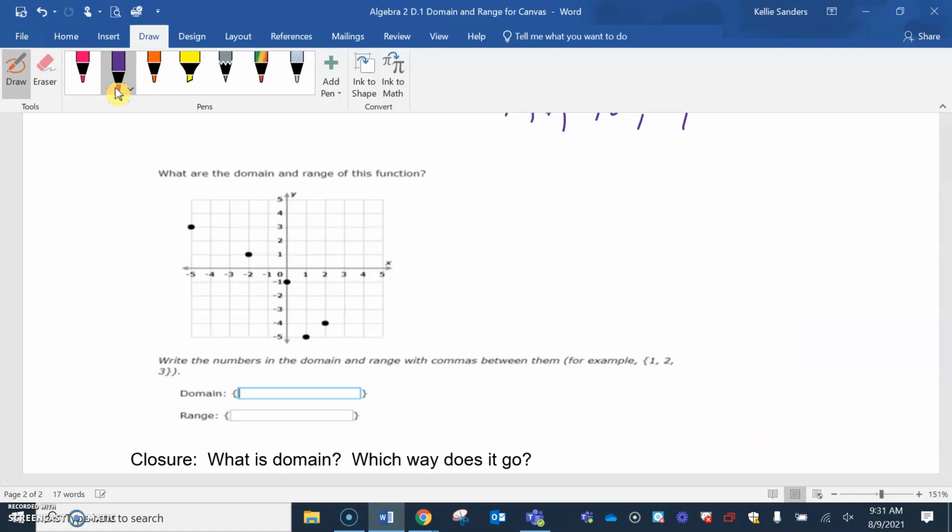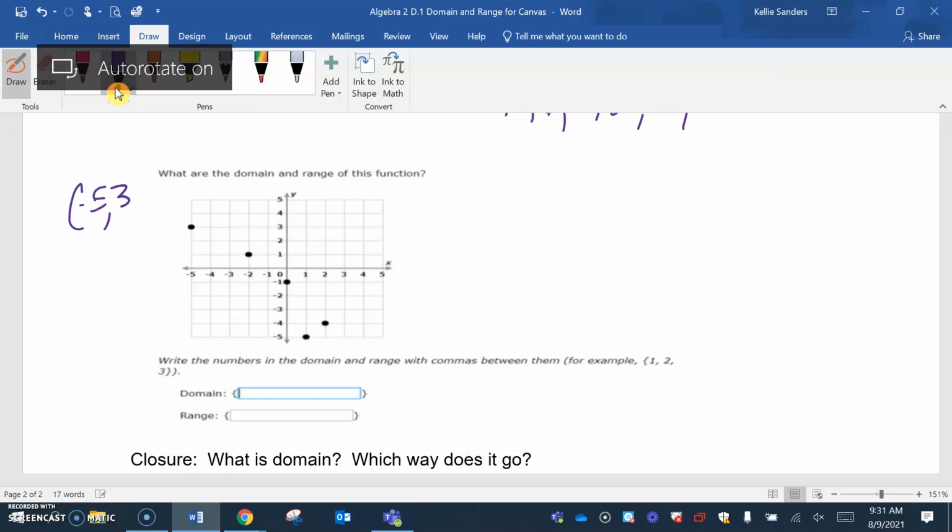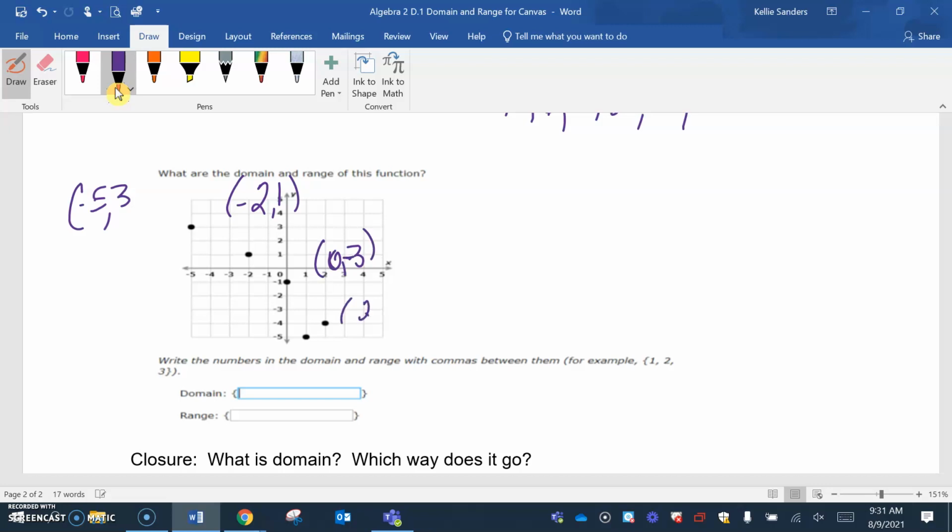What are the domain and range of the function? So in this case, you actually have to figure out where the points are and then separate them into x's and y's. This is at negative 5, 3. This is at negative 2, 1, 0, negative 3, 2, negative 4, 1, negative 5. I'm going to write those out better so I can see them.